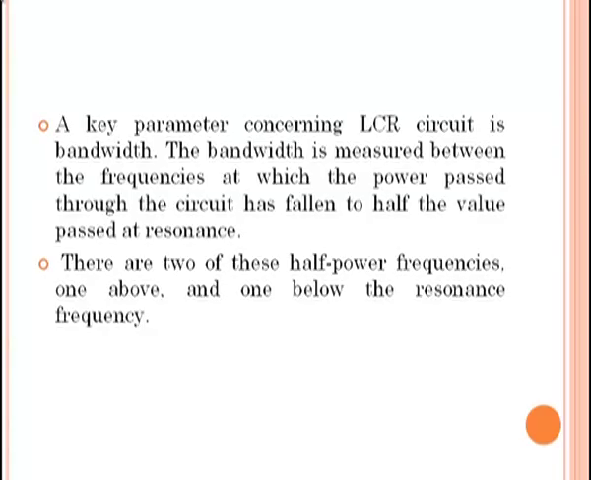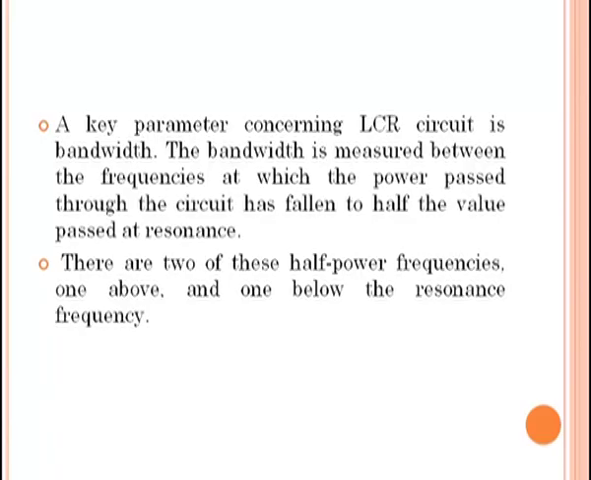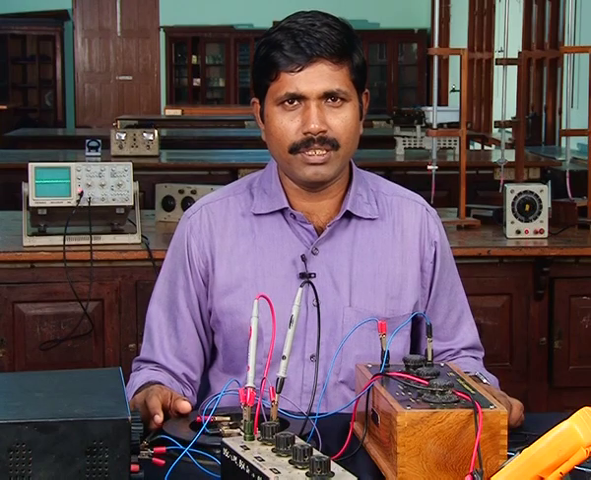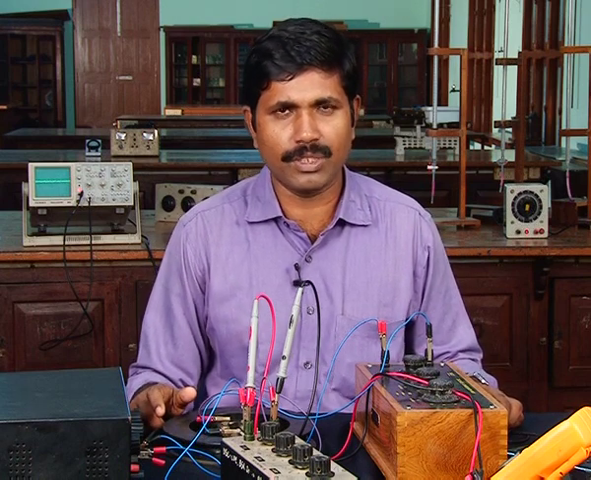Then a key parameter concerning this LCR circuit is its bandwidth. The bandwidth is measured between the frequencies at which the power passed through the circuit has fallen to half the value passed at resonance. That is called the bandwidth. There are two such frequencies, one above the resonant frequency and the other below it. The difference between these two frequencies gives the bandwidth of the circuit.